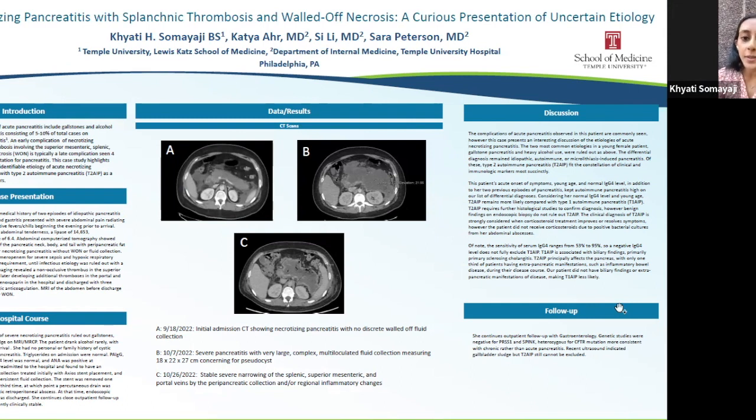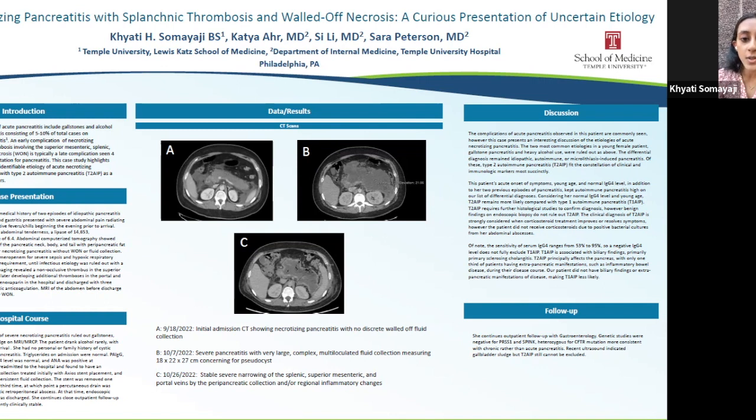I am a fourth-year medical student at Temple University, and today I'll be sharing an interesting case that I came across with a very young patient who presented with an unclear and unidentifiable etiology for acute necrotizing pancreatitis. The unique aspect of this case was figuring out the differential diagnosis that wasn't as clear to us for a typical case of pancreatitis. So I'm going to walk through the case presentation.